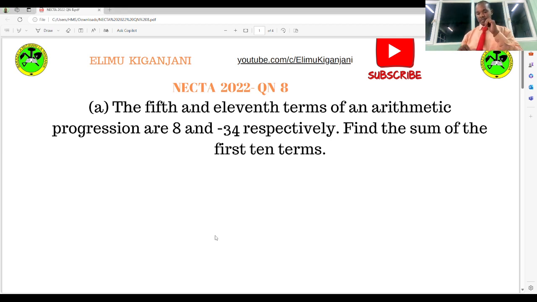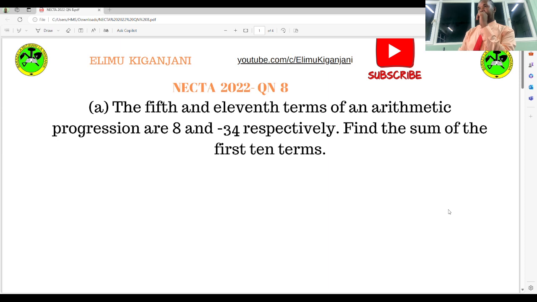So students were supposed to find the sum of the first 10 terms with the following details: the 5th and the 11th terms of an arithmetic progression are 8 and -34 respectively. Find the sum of the first 10 terms.